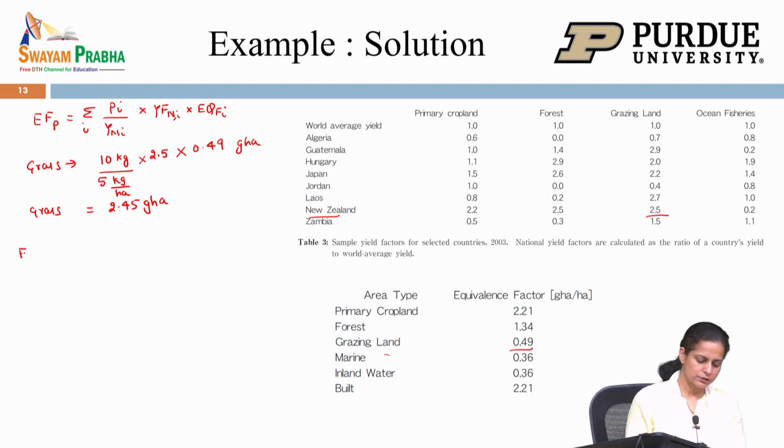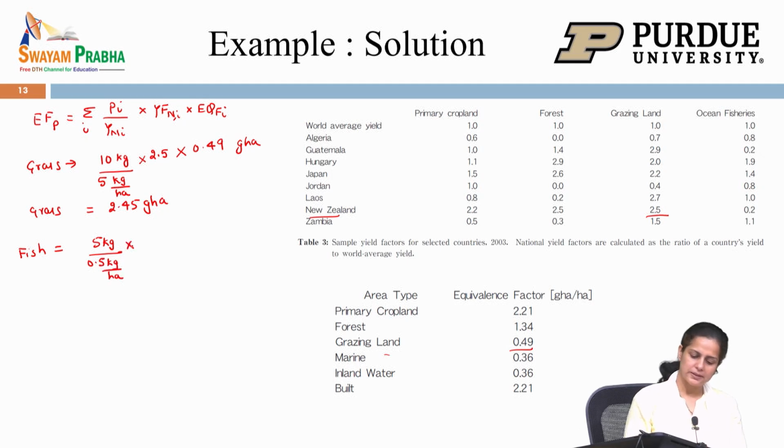Let us look at the fish input. So, your fish input is given as 5 kg. So, we have the 5 kg of fish input. The productivity, average productivity was given as 0.5 kg per hectare.